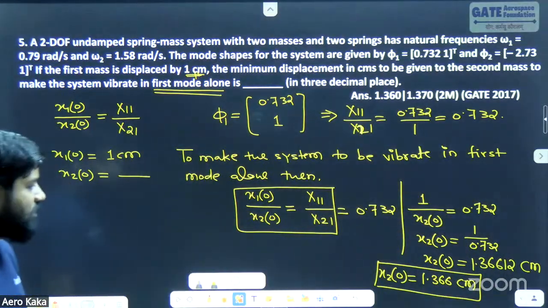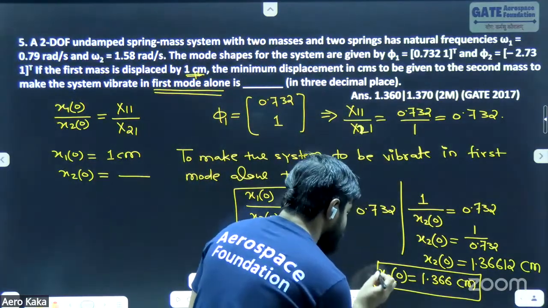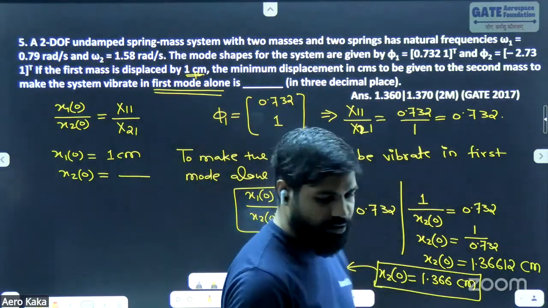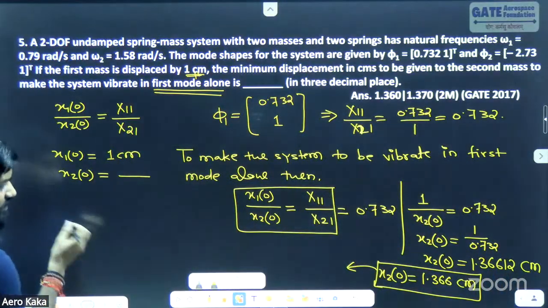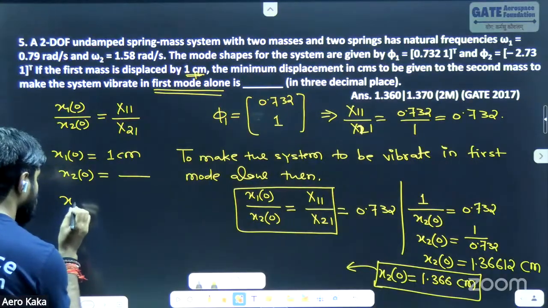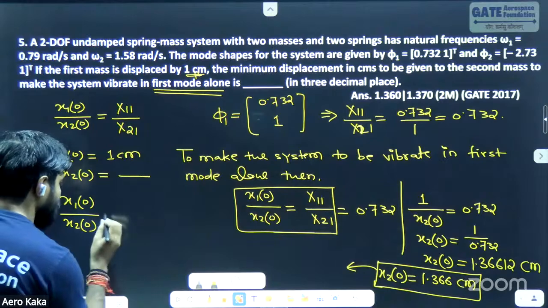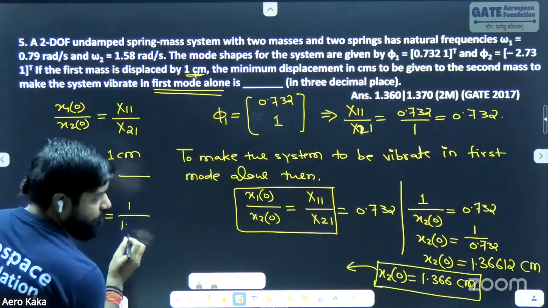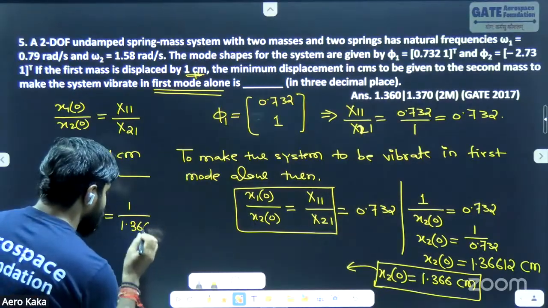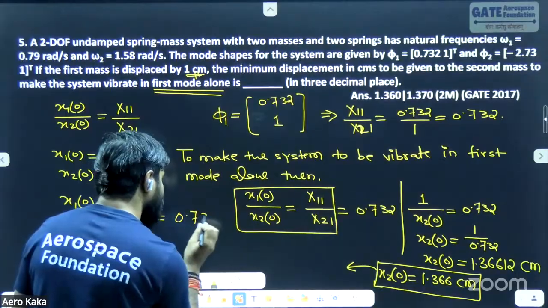One more thing which I want to convey at this point. This is the minimum. Please write it down somewhere if you want. What does minimum mean in this case? Try to understand. If we take x10 upon x20, it is 1 upon 1.366, which is 0.732.